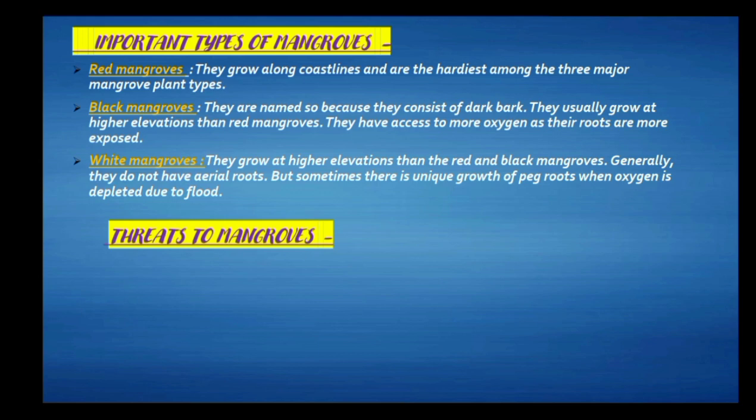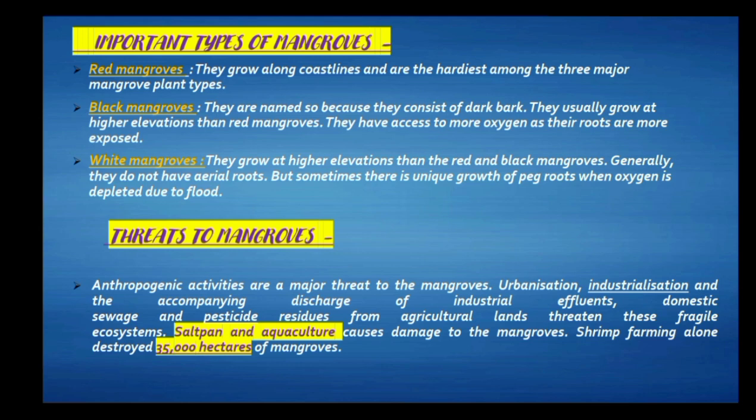Now we will talk about the threats to mangroves. Anthropogenic activities, or man-made activities, are a major threat to mangroves. That is urbanization, industrialization, and the accompanying industrial effluent, domestic sewage, and pesticide residue from agricultural land threaten these fragile ecosystems.